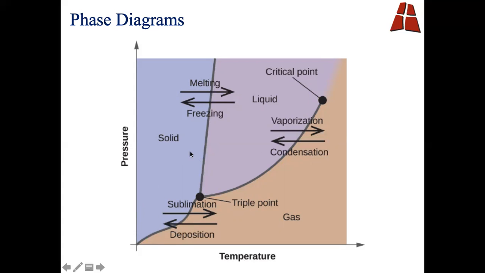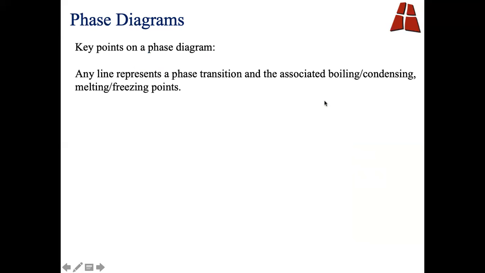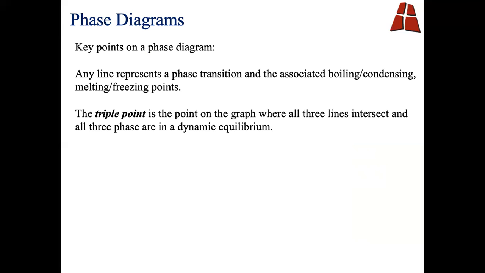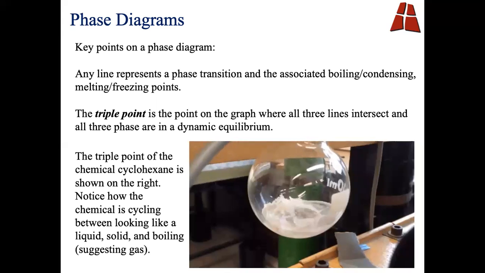We also have two other points on here that I'll talk about on the next slide, a triple point and a critical point. So again, any line represents a phase transition. Our triple point on that graph is where all three lines intersect. And all three phases are going to be in dynamic equilibrium at this point.